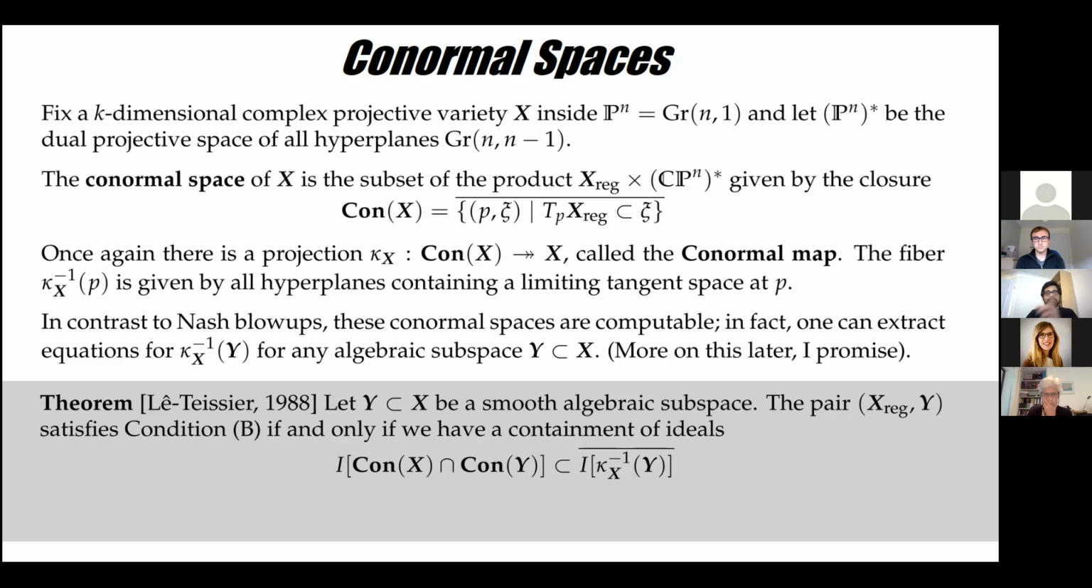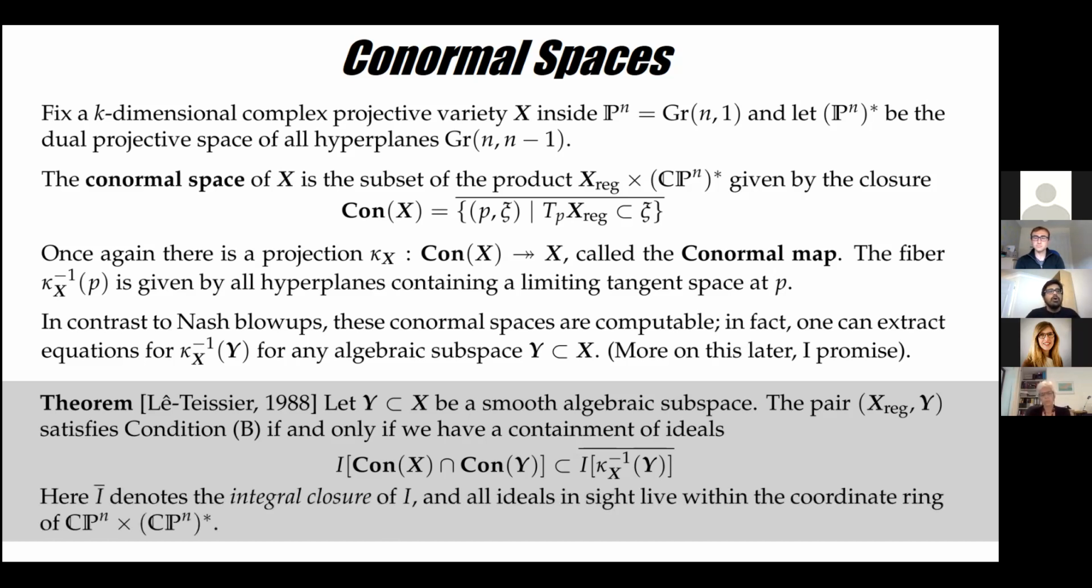So the intersection of the conormal spaces of X and Y should be contained in some sort of closure. This closure is not the same as the closure that's defining the conormal space; it's some ideal closure of kappa X inverse Y. If you know what integral closures are, that's what that is. But I will get to that in a second. I'll define what integral closure is next.